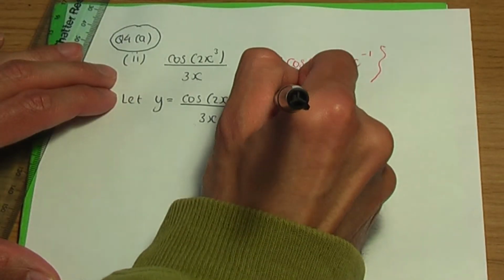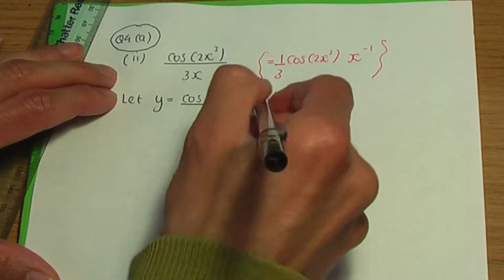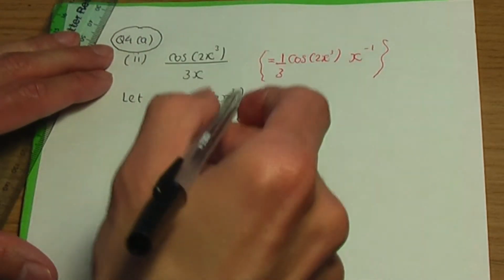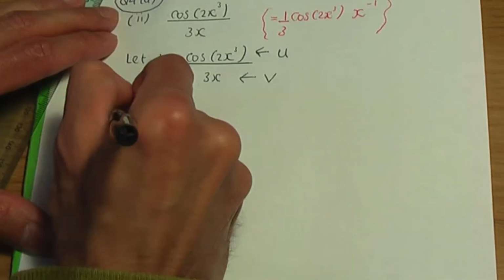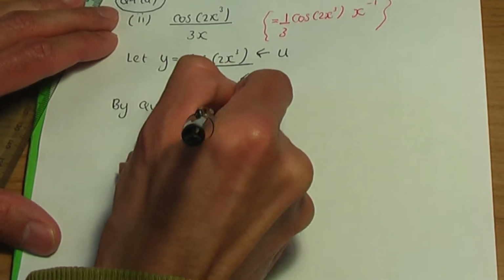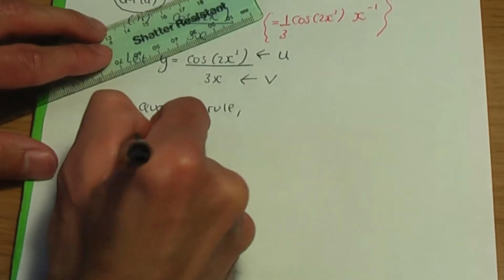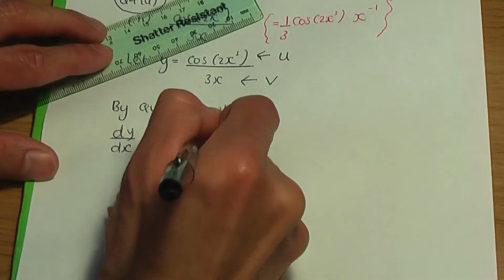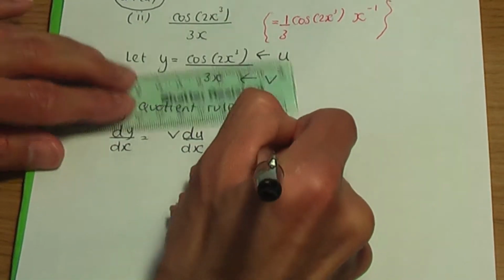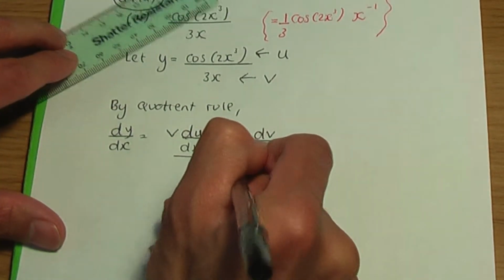For the quotient rule, u is always the top term, so use the numerator term. v is the term in the denominator. So let me write down the quotient rule. By the quotient rule, dy over dx is v du over dx minus u dv over dx, all divided by v squared.